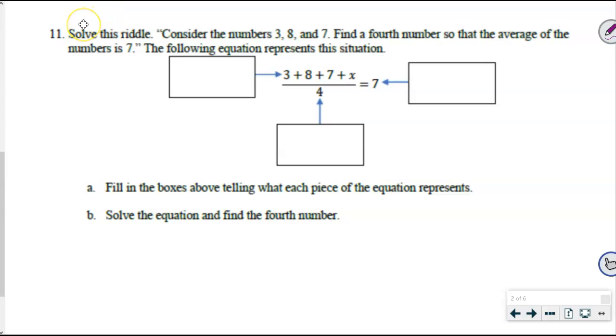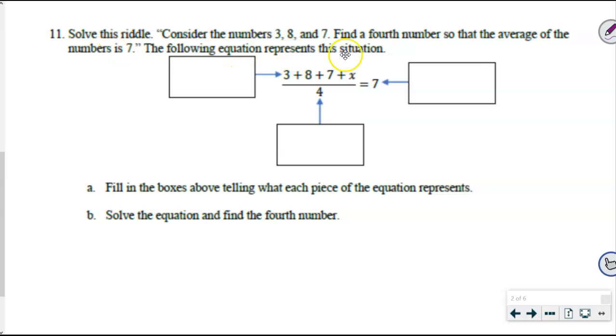We have a riddle to solve, kind of like our number puzzles from a couple lessons ago. We have a riddle. We want to consider the numbers 3, 8, and 7. And we want to find a fourth number so that the average of all of those numbers, these three plus that one extra number, the average is 7.